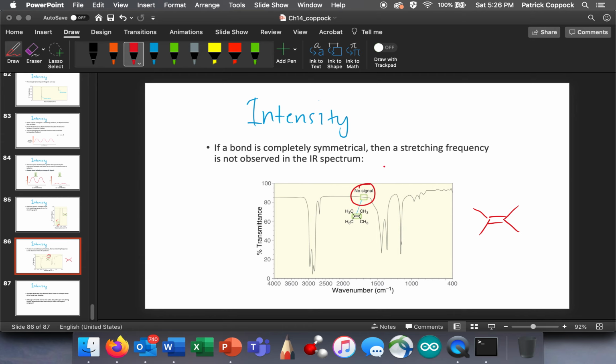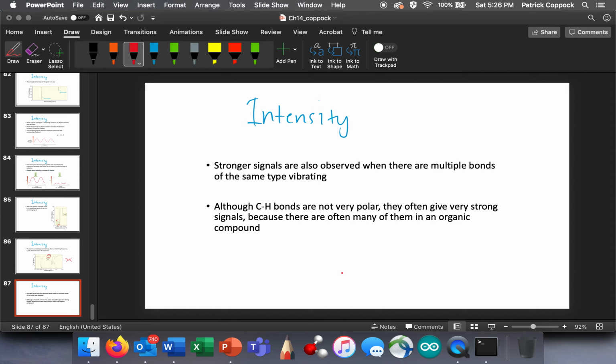Completely symmetric. So the first thing is polarity, and the second thing is how many are there. The stronger signals are observed when you have a bunch of them, okay? And so consequently, even though carbon-hydrogen bonds are not polar, we call them stereotypically nonpolar, there's a bunch of them, and since there's a bunch of them, we're going to get a stronger signal.